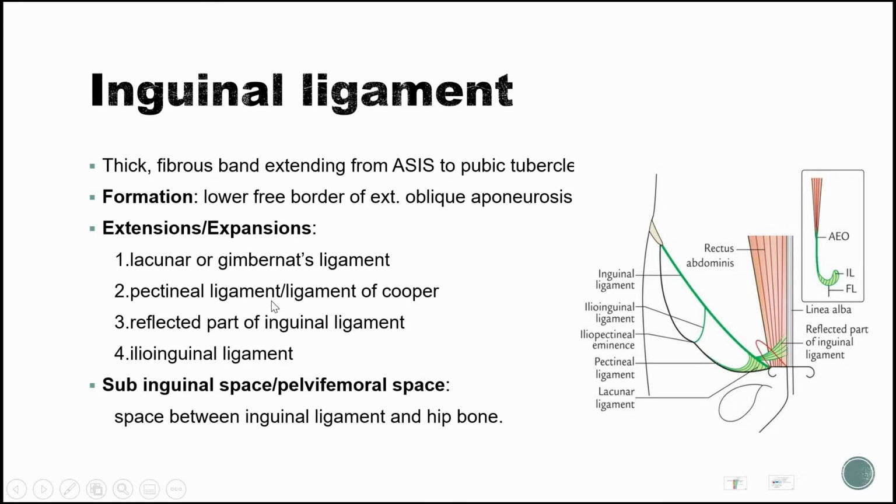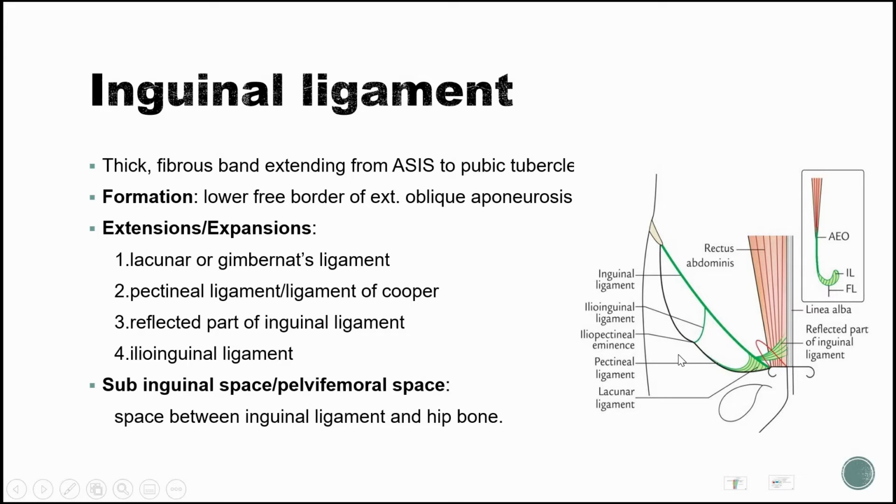So moving on to the pectineal ligament or ligament of Cooper. Again, this is called the pectineal ligament because it is attached to the iliopectineal eminence, which you can see here. It extends from the posterior aspect of the lacunar ligament and is attached to the iliopectineal eminence. So an eminence is like a protruded part of the bone. It gets attached here, and that is the ligament.